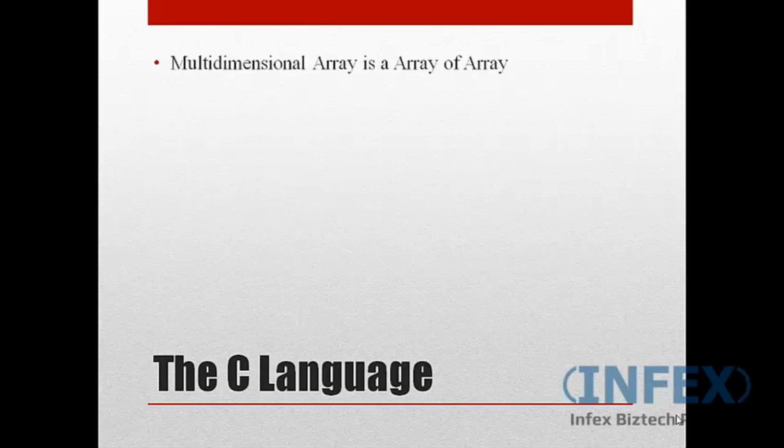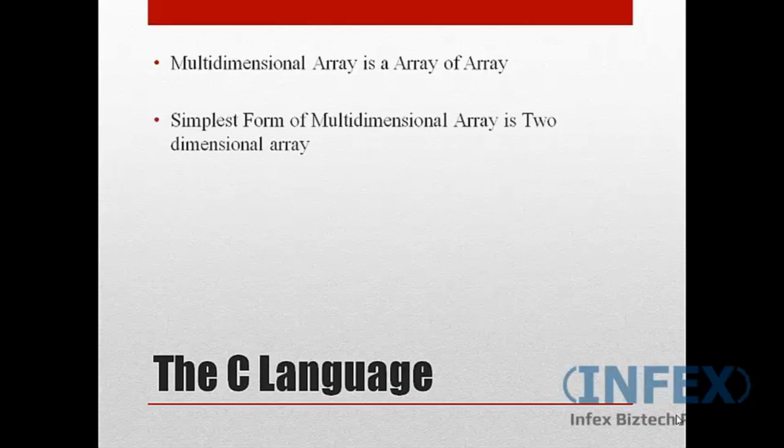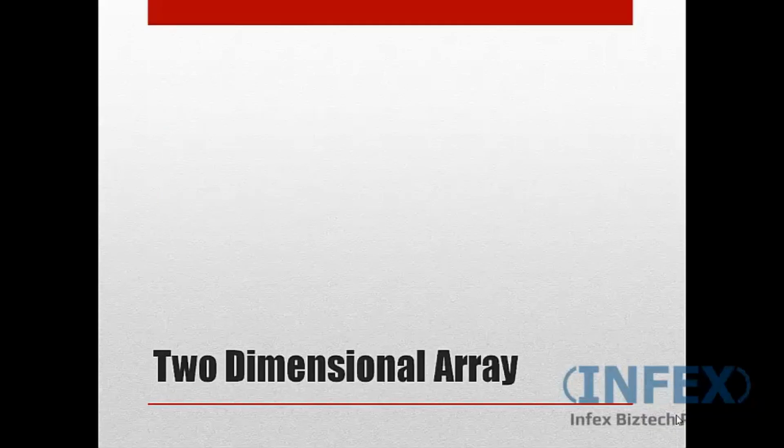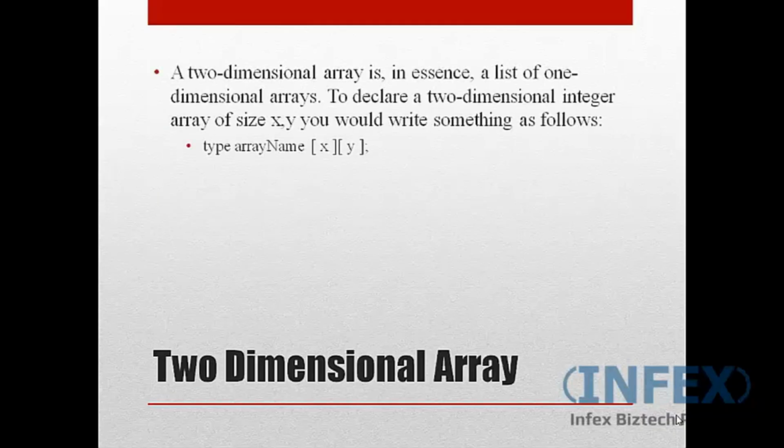Multidimensional array is an array of arrays. The simplest form of multidimensional array is the two-dimensional array. Using a multidimensional array, we can create a virtual table-like structure. So let's see how we can declare a multidimensional array. A two-dimensional array is in essence a list of one-dimensional arrays. To declare a two-dimensional integer array of size x and y, you would write something as follows.